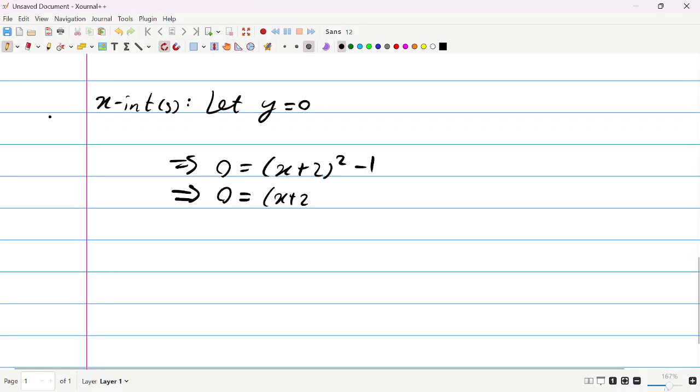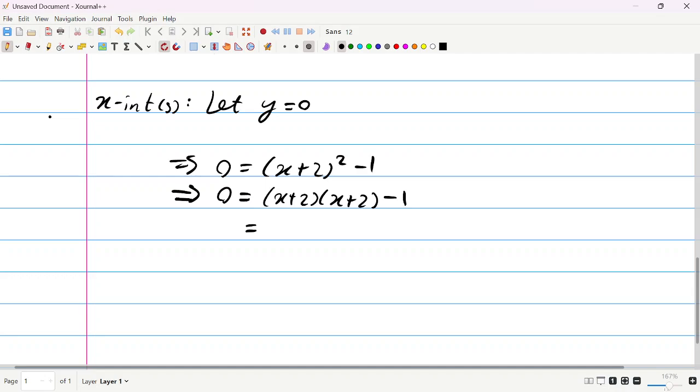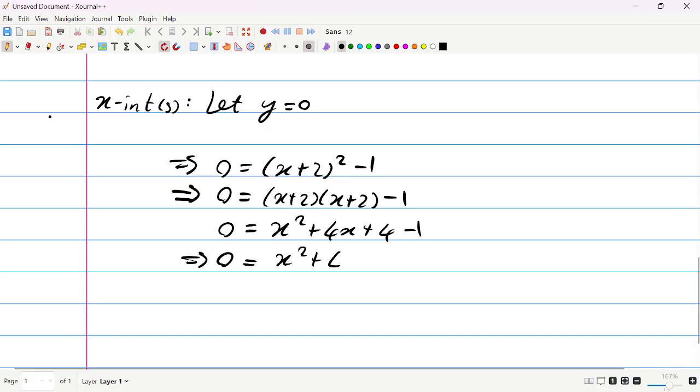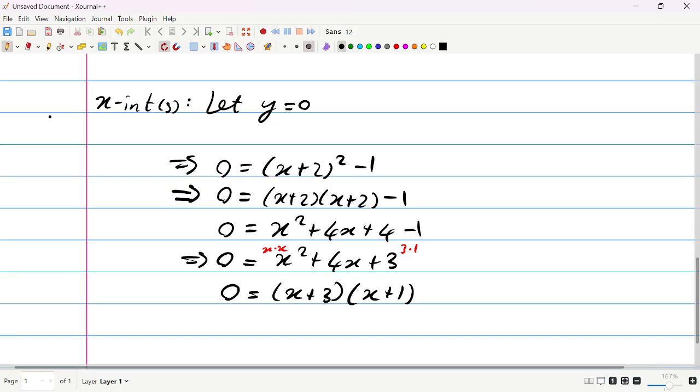So this is the same as x plus 2 multiplied by x plus 2 because it's squaring the bracket. And this is the same as what? x squared plus 4x plus 4 minus 1. And then what we're going to have is 0 is equal to x squared plus 4x plus 3. Okay, and then we factorize this. Notice that we have factors of x and x for x squared. The factors of 3 are just 3 and 1 because it's a prime number. And we can clearly see 3 and 1 gives us 4. And how are we going to do it? We're going to have x plus 3, x plus 1, if you do the factorizing method.